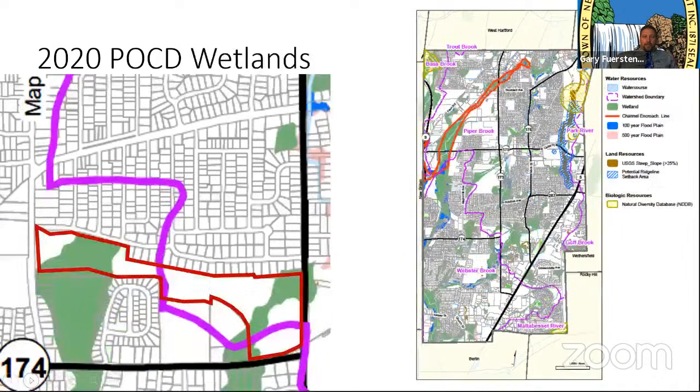All right, next slide. Here is the natural resources plan from the 2020 Plan of Conservation and Development. The dark green areas here show wetlands. So there's wetlands at the far western end of the site, and there's wetlands here at the far eastern end of the site. Fortunately, there are no wetlands here in the high ground area, in the area that we've been analyzing and talking about, and we'll continue to talk about. All right, next slide.